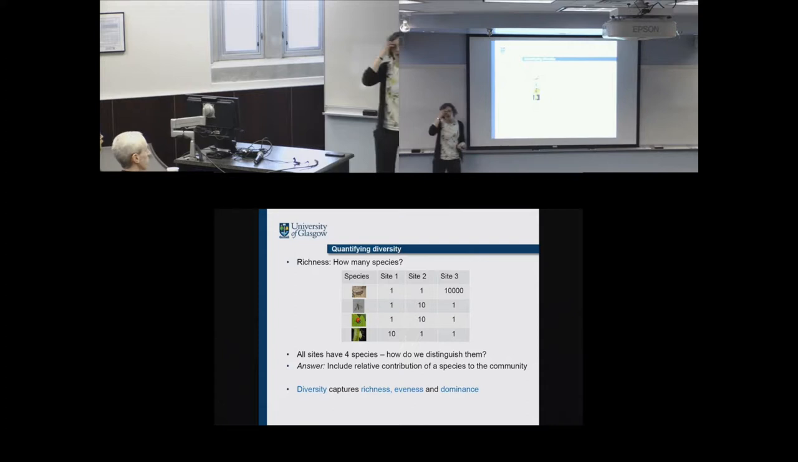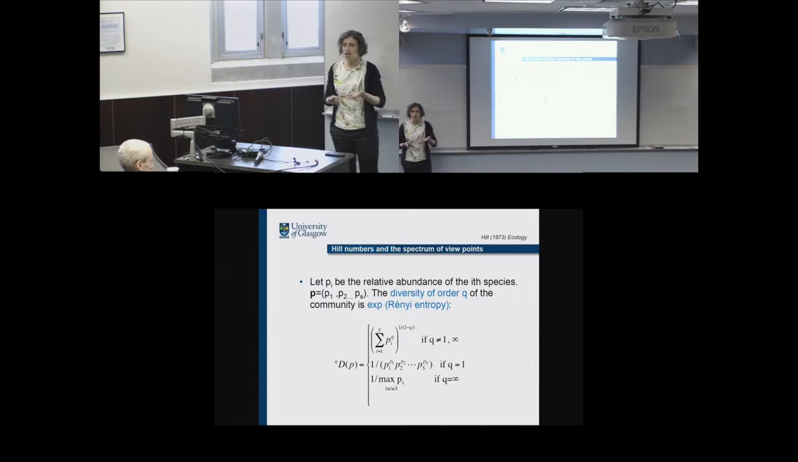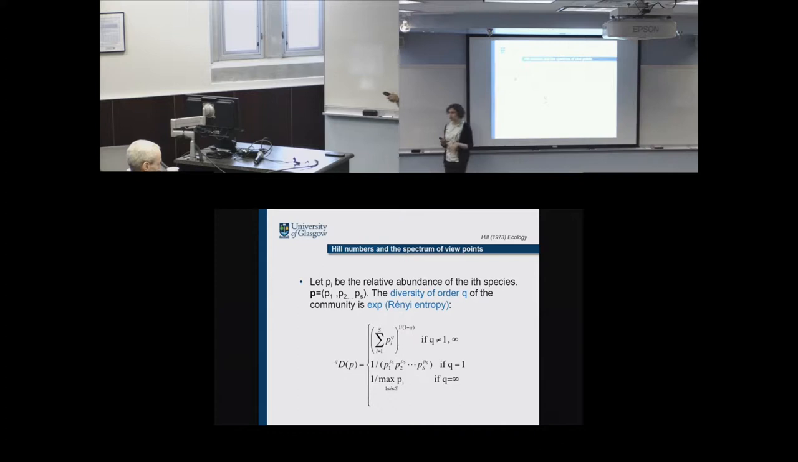So we want a measure of diversity that can summarize all this in one statistic. That's the plan. It turns out that the most accepted way of doing this in the literature is the Hill numbers, which are the exponential of Renyi entropies that you heard about this morning. Given a probability distribution, which is basically the relative abundance of each of our species, if we take the exponential of the Renyi entropies, then this is a measure of diversity. The one in the middle here, with Q equal to 1, is the exponential of Shannon entropy that you've already seen.